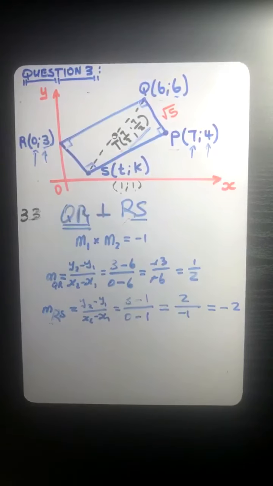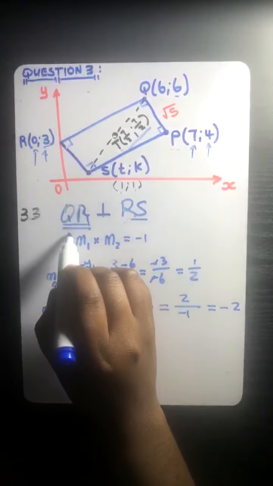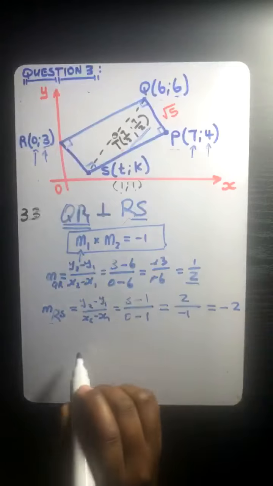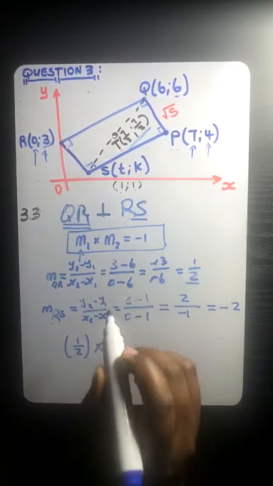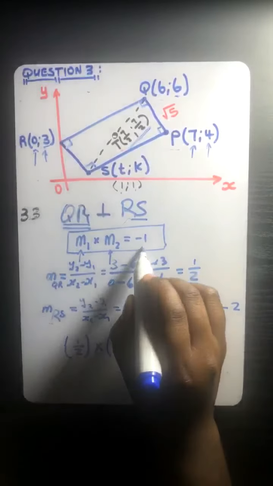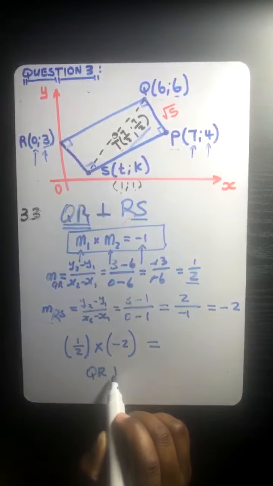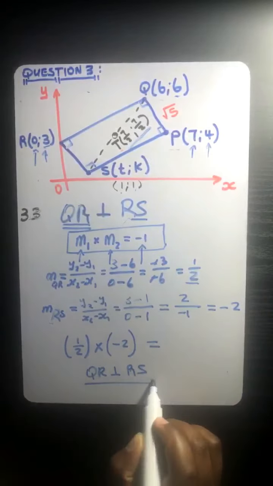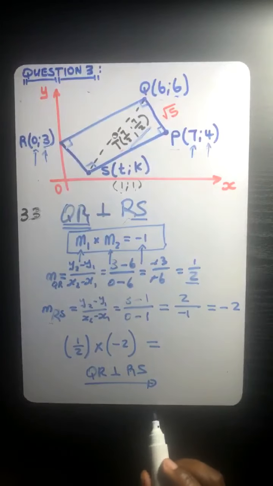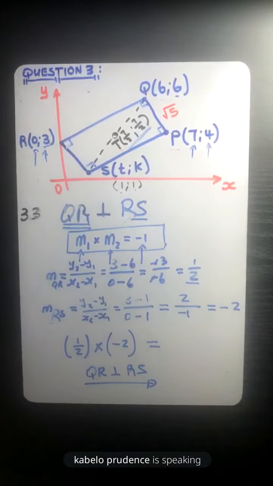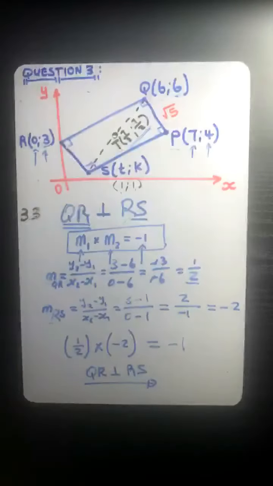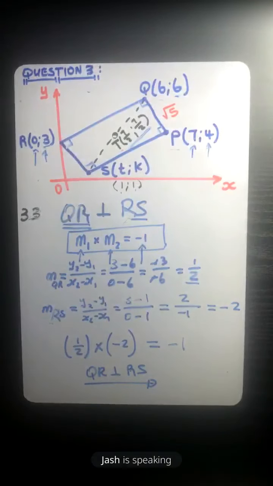Okay. So now, can you guys see that? We then substitute into that formula to check if we're going to get negative 1. The gradient number 1, we calculated it to be 1 over 2. Let's multiply that. What was that, guys? It's negative 2. If you punch this and it gives you negative 1, then it means we have shown that QR is perpendicular to RS. What are you getting when you multiply those? The answer is negative 1. So that means we are correct, and that's how we do it. I'm not sure. Is everyone happy though?